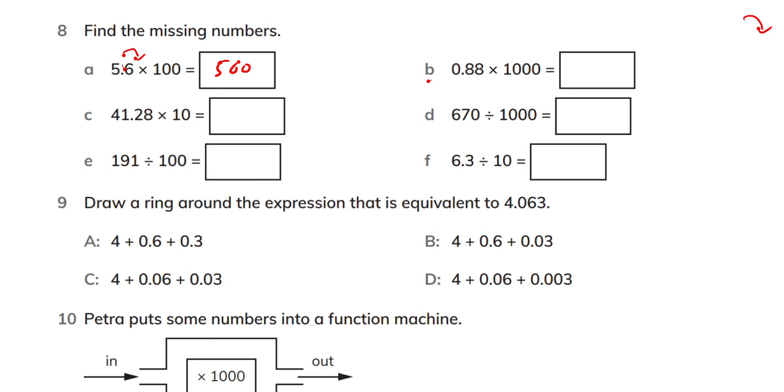Just tell me what will happen to the decimal. I don't need the answer. I need the method to be in your mind. Yes, Saud. Every zero, when we are multiplying, makes the decimal move right.